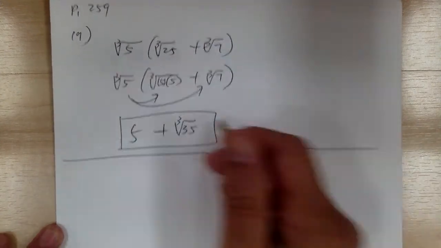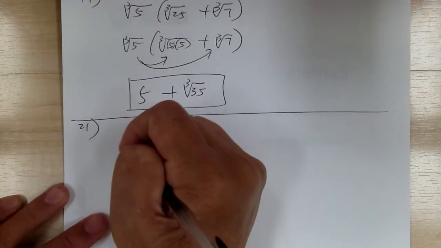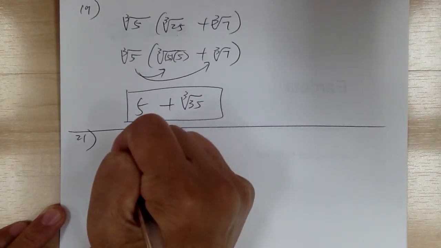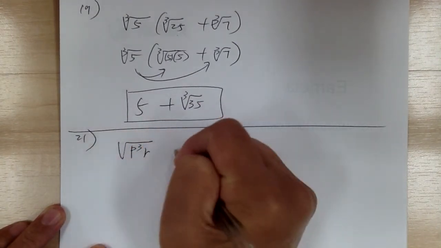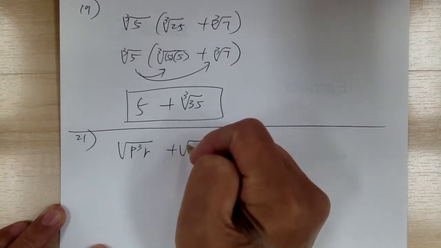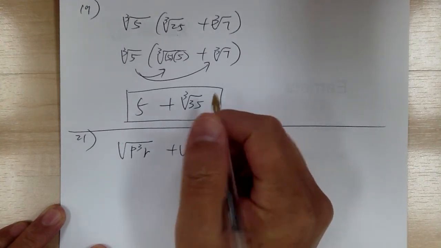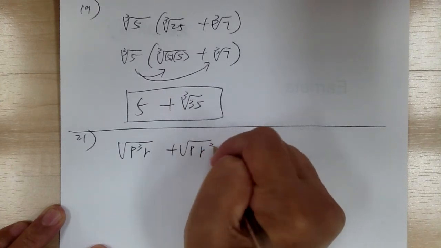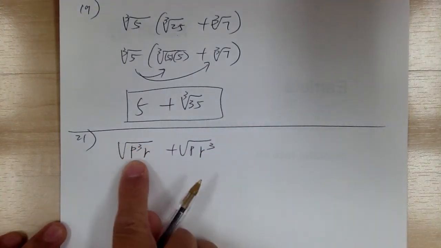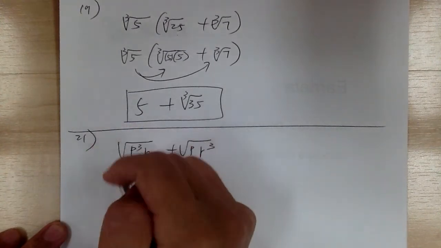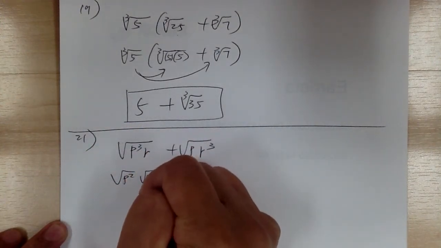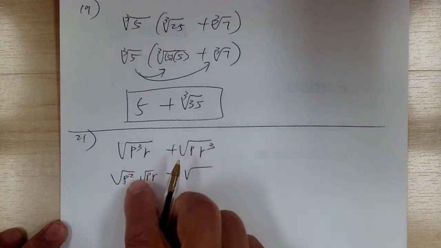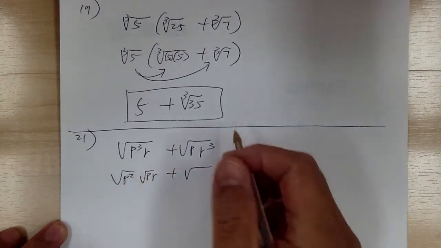Okay, let's go to number 21. You have the square root of p cubed r plus square root of p r cubed. Okay, so this one you can take it out. Okay, so you can break down to this p squared p r. So get your perfect square out. Now you don't have to do this step. I'm doing this so it's easier for you to follow.